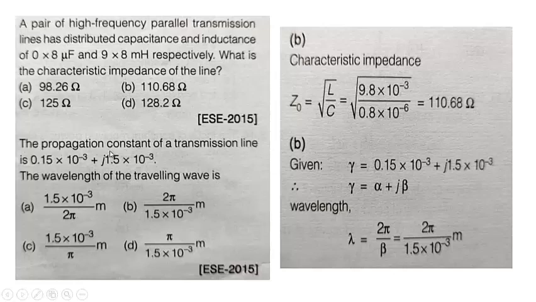One more thing, the propagation constant of a transmission line is given as this, where this is alpha, this is beta, and this whole is actually gamma. What is the wavelength of the traveling wave? Wavelength, you know, is equal to 2 pi by beta. 2 pi is the constant term, beta is 1.5 into 10 raised to the power minus 3, that is this term. This will be its answer.